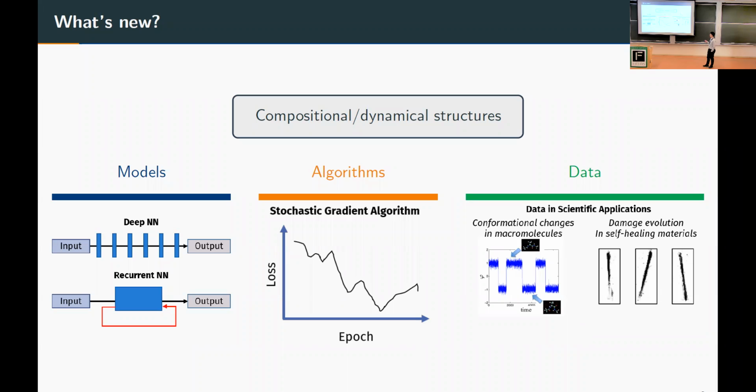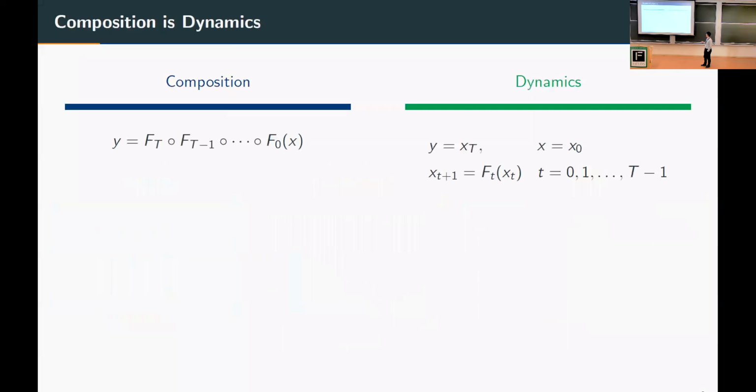And when you have applications, especially in science and engineering involving time series or some other data that's generated from a dynamical process, then you also have this kind of dynamical structure in the data. And when you train these kinds of models with dynamical algorithms and data, you really have some very interesting interplay between these structures that are present. And today we'll see some of that.